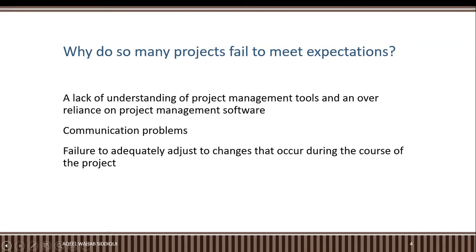Second, communication problems. According to PMBOK, a project manager spends 90% of his time in communication only, because he communicates with the project sponsor. He communicates with the project stakeholders. He communicates with the project team members, project customers, and failure to adequately adjust to changes that occur during the course of the project. Obviously, when you fall in executing process group, changes will come.